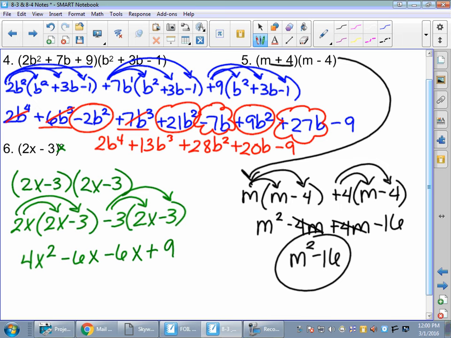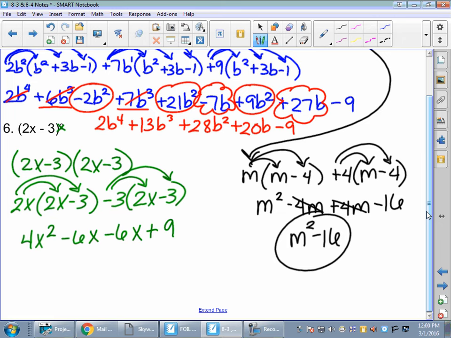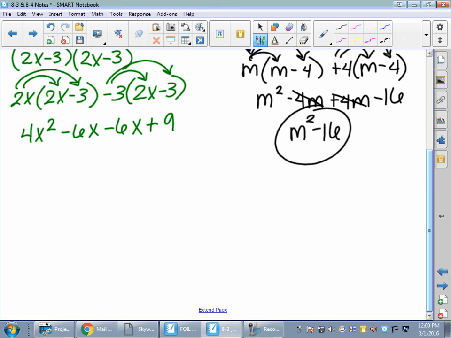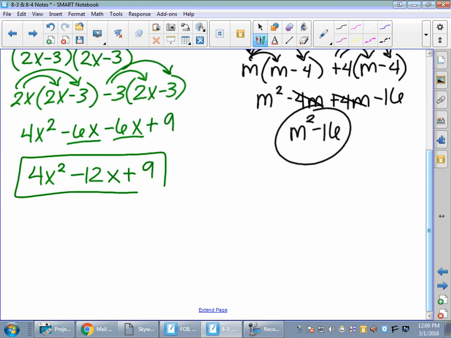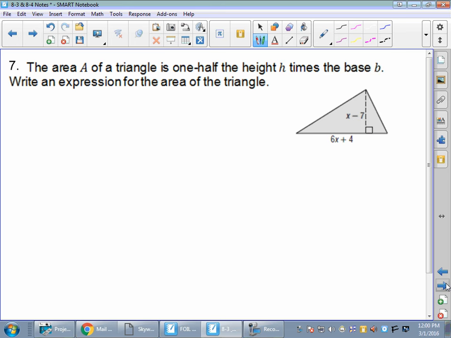Every term took a turn multiplying each other. And so this time, rather than those two middle terms canceling, they're actually the same amount. So a negative 6x and a negative 6x ends up giving us a total of negative 12x. So we end up with 4x squared minus 12x plus 9. And our lovely little word problem and some geometry.